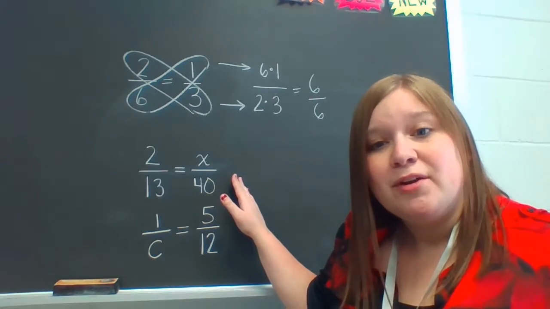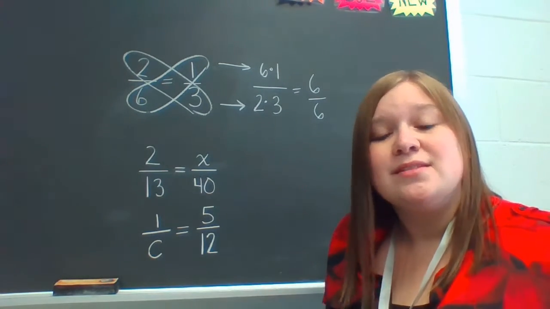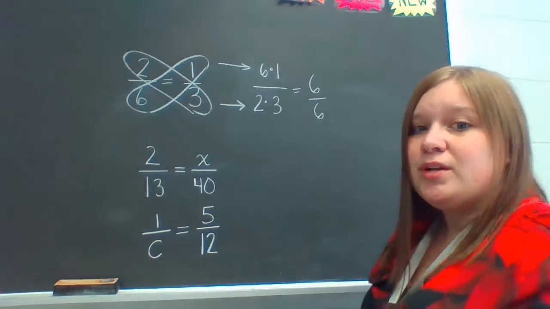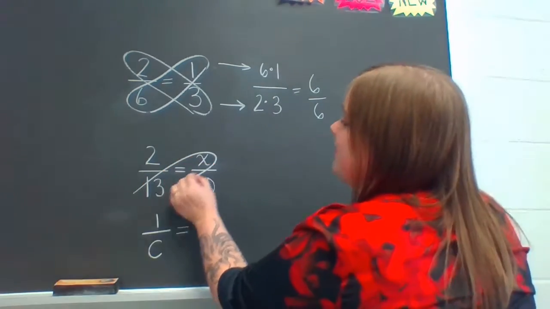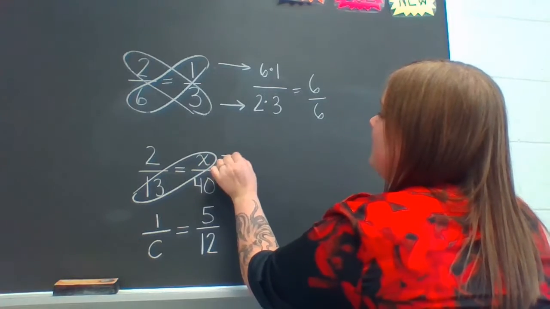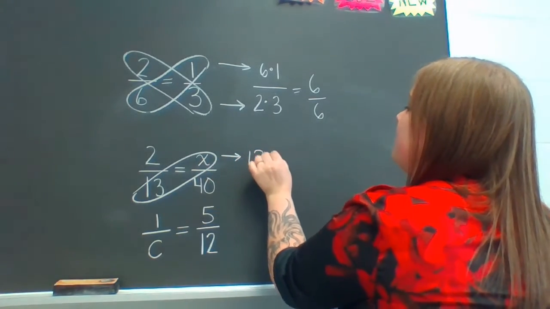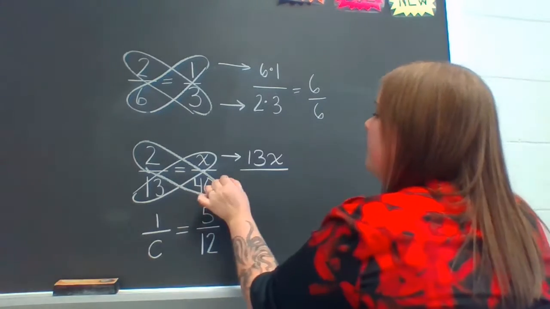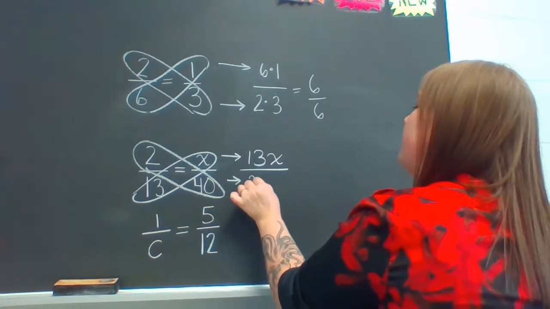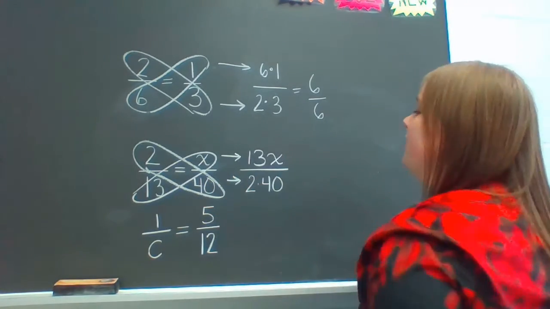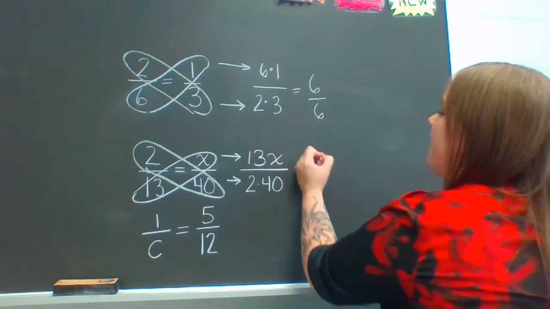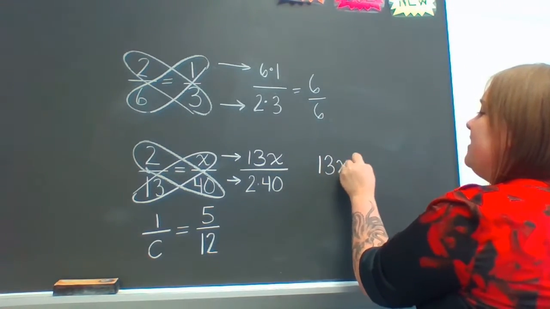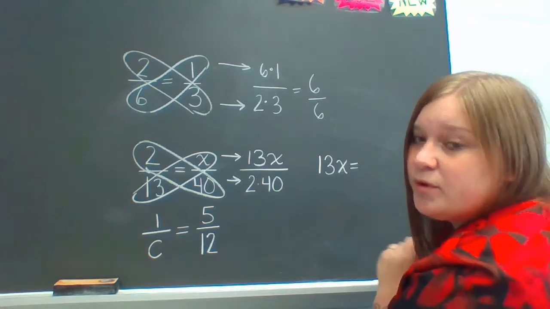When we're doing this and a variable is involved, we're using the same process, but there's a little bit of extra solving at the end. So we use our cross products. 13 times x is 13x. And across for the bottom, 2 times 40. We know that these need to be the same thing. So we would say that 13x is equal to, what is 2 times 40?